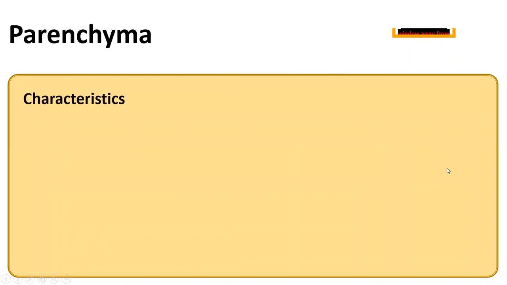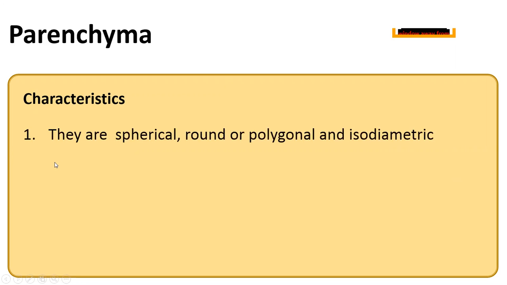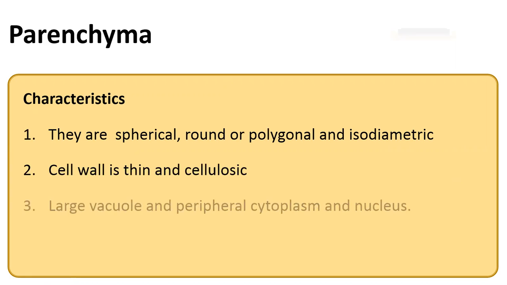Now, coming to the further classification. The simple permanent tissues are grouped into three types. One is parenchyma, collenchyma, and sclerenchyma. Now, in that, parenchyma, the simplest one, we'll quickly look into the general characteristics of parenchyma cells.